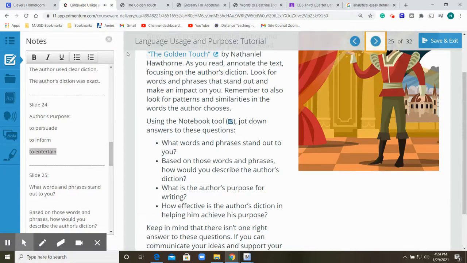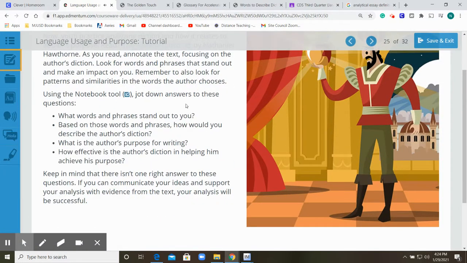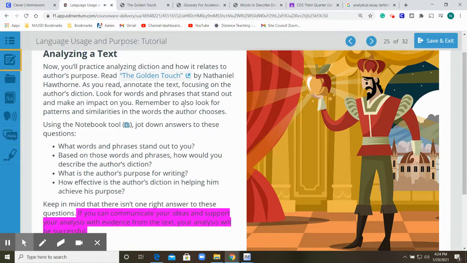Analyzing a text. Now you'll practice analyzing diction and how it relates to author's purpose. Read The Golden Touch by Nathaniel Hawthorne. As you read, annotate the text, focusing on the author's diction. Look for words and phrases that stand out and make an impact on you. Remember to also look for patterns and similarities in the words the author chooses.